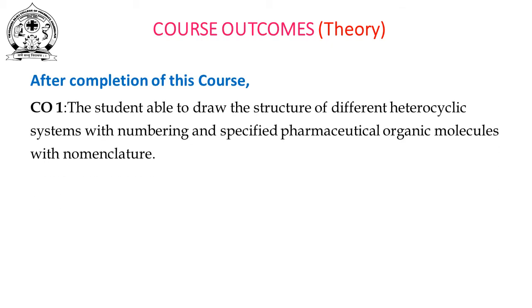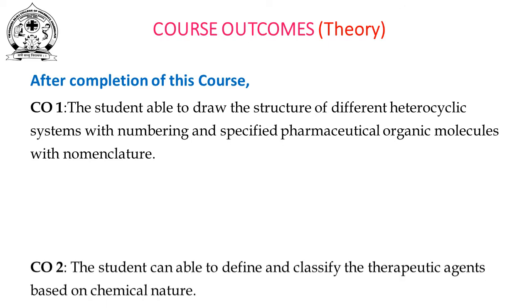Course outcomes. What do course outcomes mean? After completion of this particular subject, what you will learn. So let me see what the course outcomes of Pharmaceutical Chemistry 2 are. After completion of this course, the student is able to draw the structure of different heterocyclic systems with numbering and specified pharmaceutical organic molecules with nomenclature.